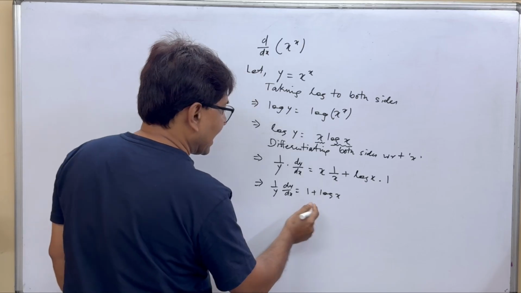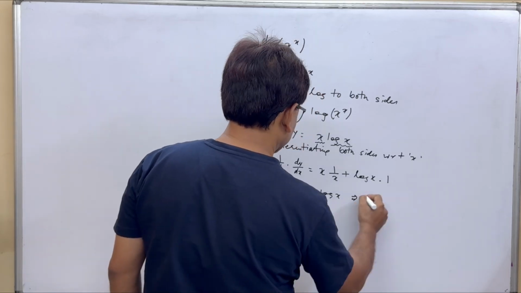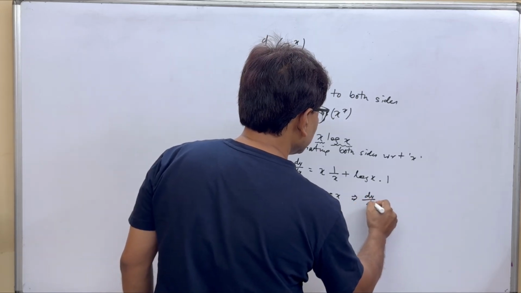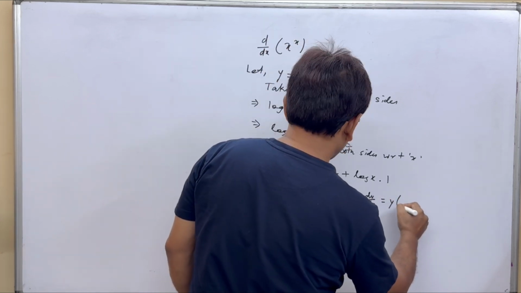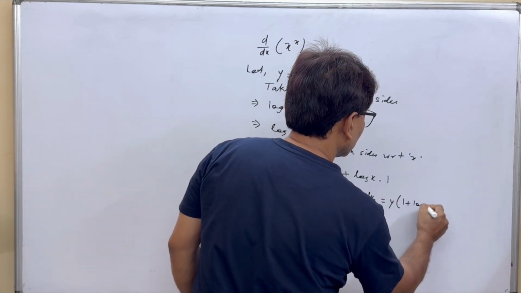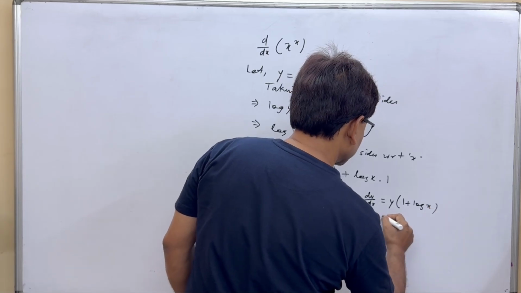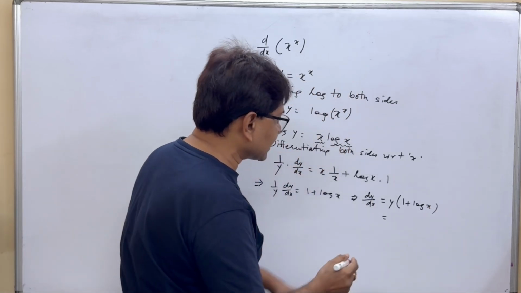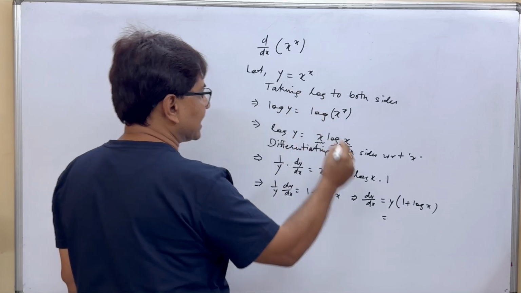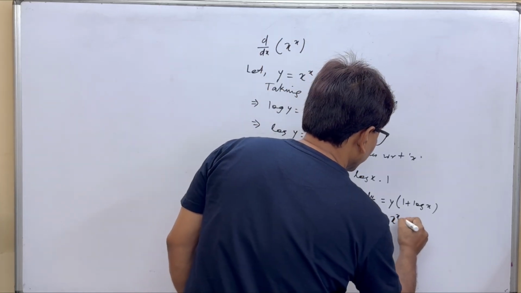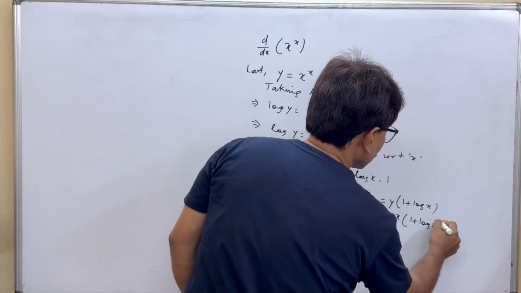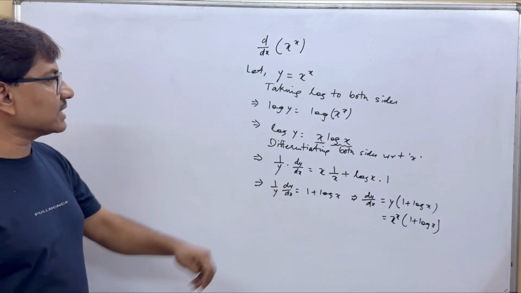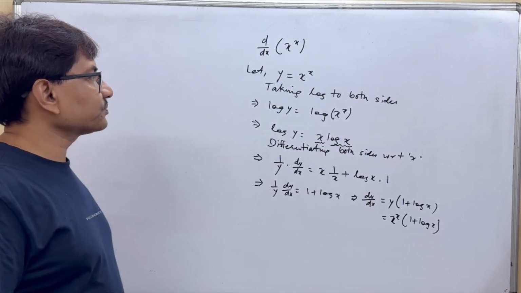And then further we can tell dy by dx equals, y going to that side, y under bracket 1 plus log x. And we can say that dy by dx equals, as y we have already taken x to the power x, so x to the power x times 1 plus log x. So this part is clear, I hope totally clear.